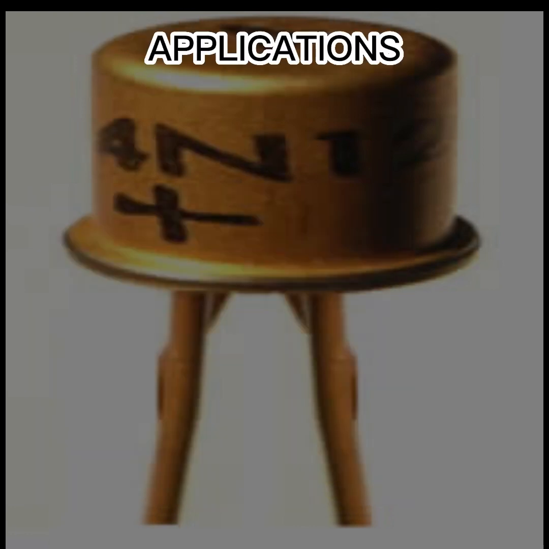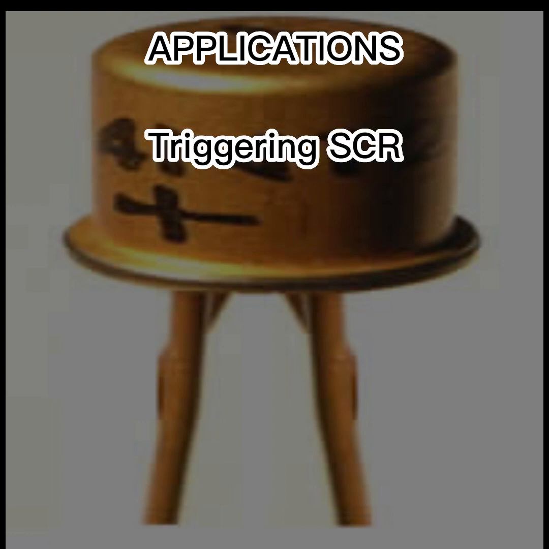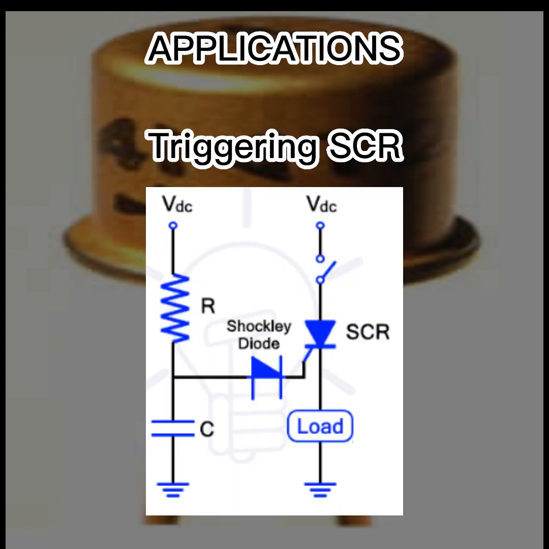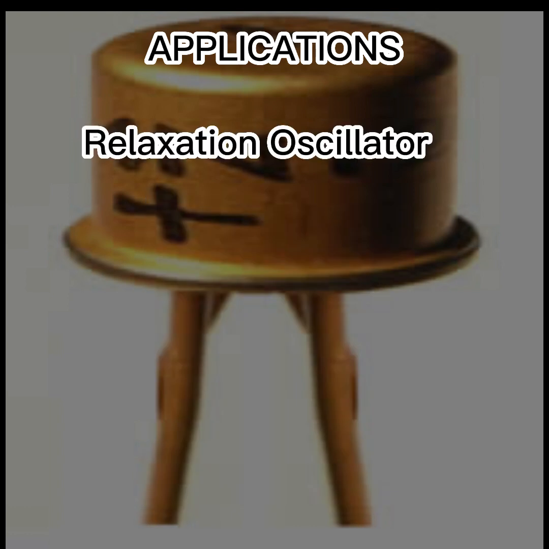Applications of Shockley diodes. The Shockley diode is used for the following applications. Triggering SCR. Shockley diode is used for triggering an SCR using the following circuit. It controls the triggering of the SCR. When VDC is applied, the capacitor C charges through the resistor R. When the capacitor voltage reaches the breakover voltage of the Shockley diode, the diode starts conduction and triggers or switches on the SCR.